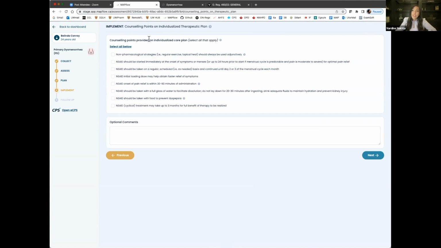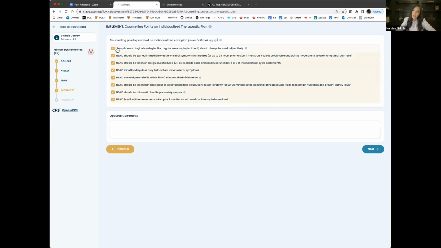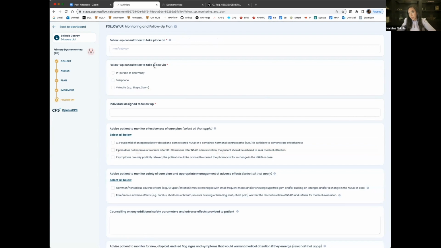You then have counseling points on the actual care plan, not the ailment. So this one's a little bit easier since it's only NSAIDs. So anything about NSAIDs, how to use them would be there, how you shouldn't be taking them for the entire month long. It's really for the first 2 to 3 days. All that essential info is here, and you could select all, and it will go into your report.